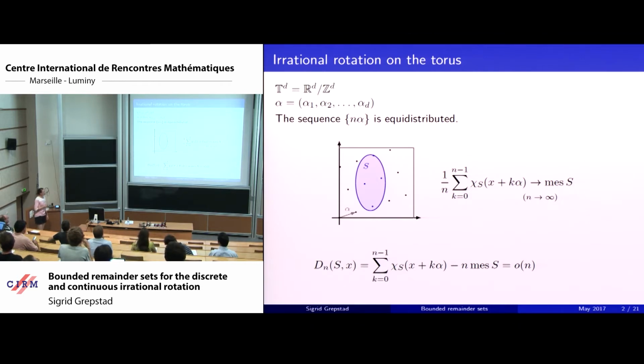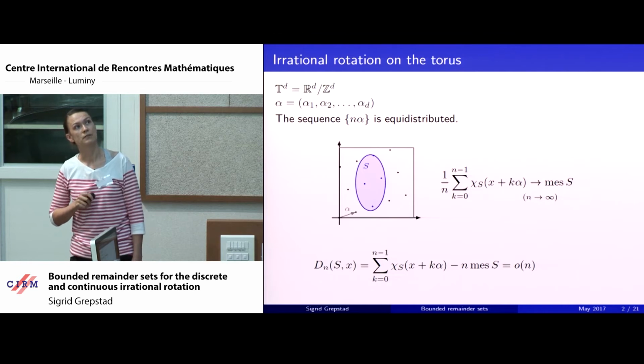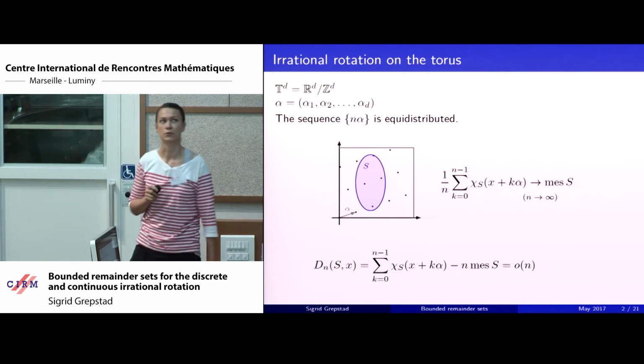So I will start on the d-dimensional torus, and alpha here will be a d-dimensional vector where the entries alpha_1 to alpha_d and 1 are all linearly independent over the rationals. So I will just refer to alpha as an irrational vector. And the classical equidistribution theory says that in this case, this sequence n alpha is going to be equidistributed on the torus.